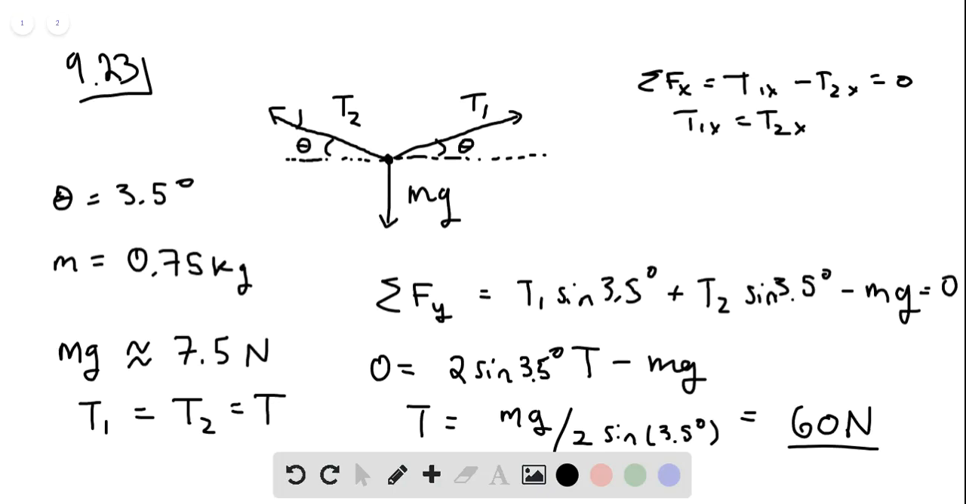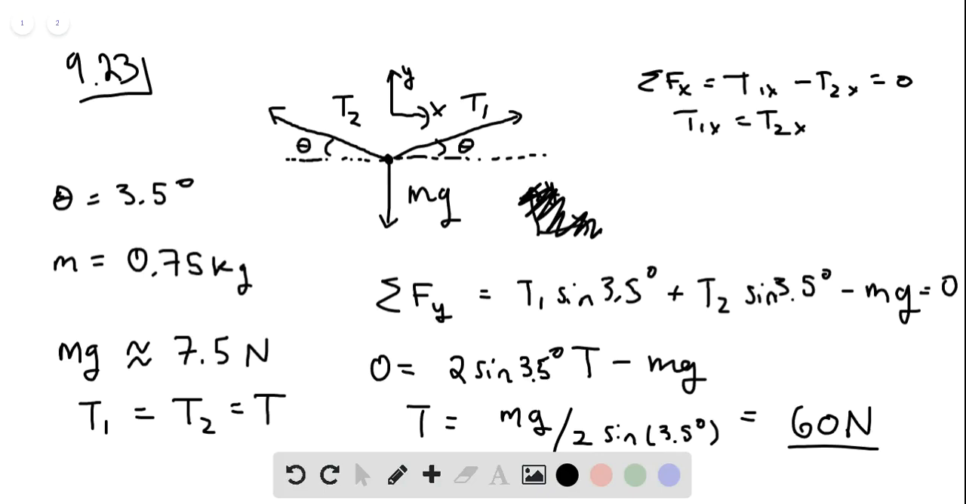Now let's define our coordinate system. Positive y is this direction, and sorry it's a little slanted, but imagine I made it line up with this. Let's not worry about it. So I have a coordinate system here, and T1 is going to have its x component in the positive x direction, while T2's x component is in the negative direction.